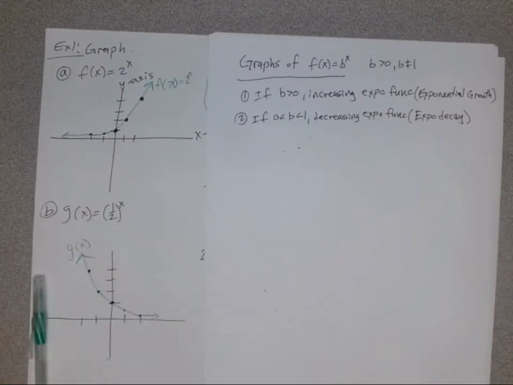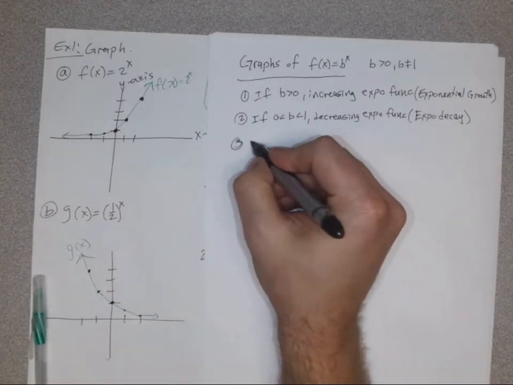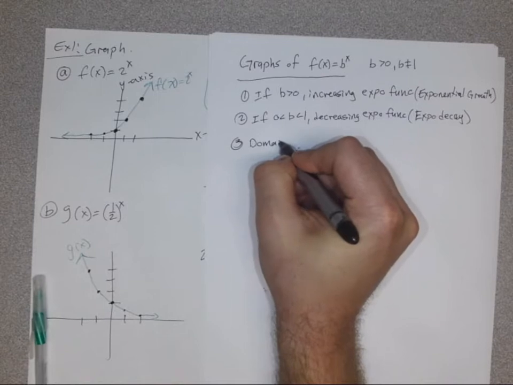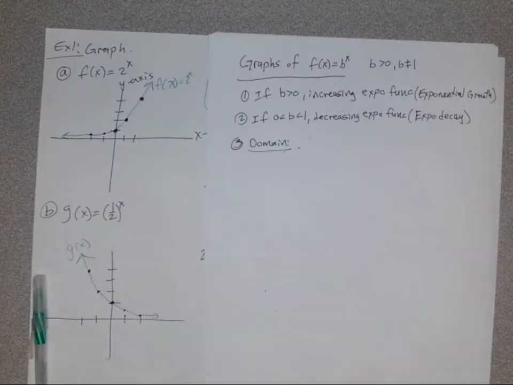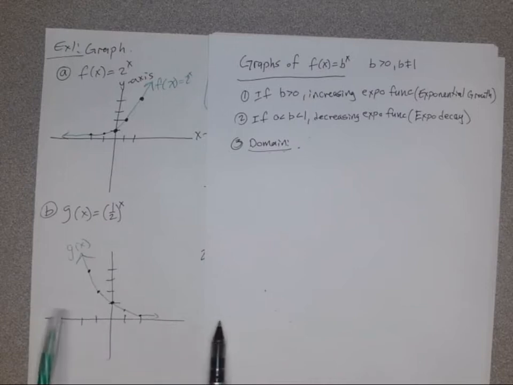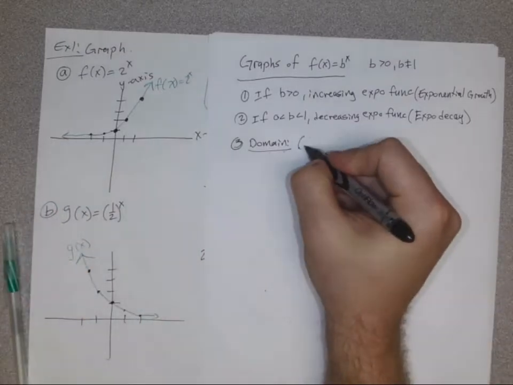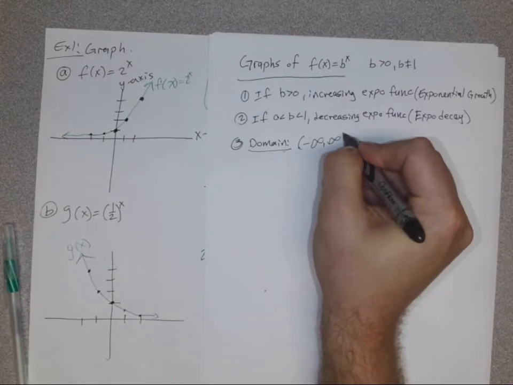All right, let's go to number 3. What about the domain of an exponential function? Pause the video and you try. This is good practice. So remember what the definition of domain is. It's x values. So you notice no matter which way you go, these graphs are going to use up all the x values. So this is all real numbers, negative infinity to infinity.